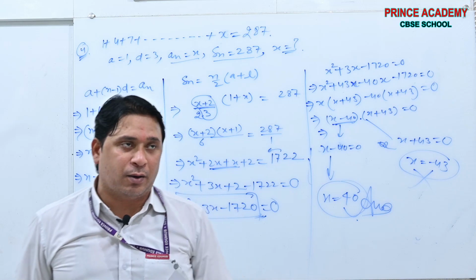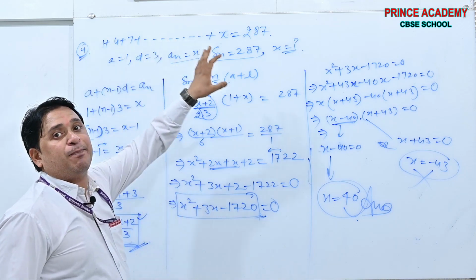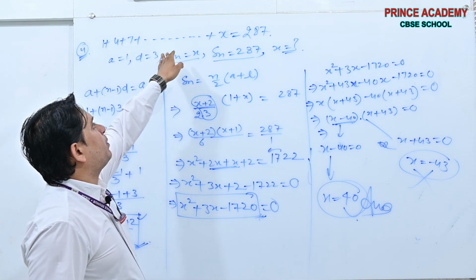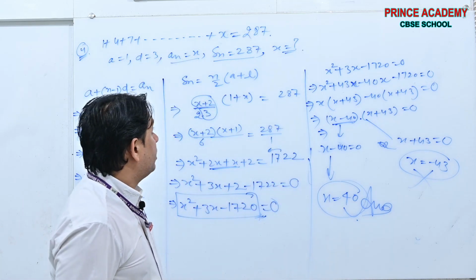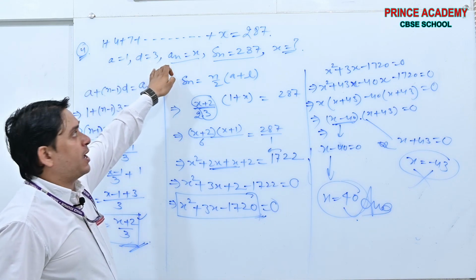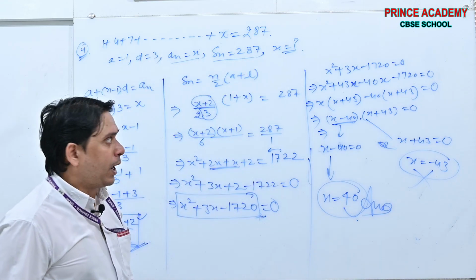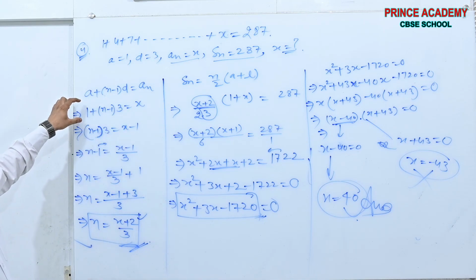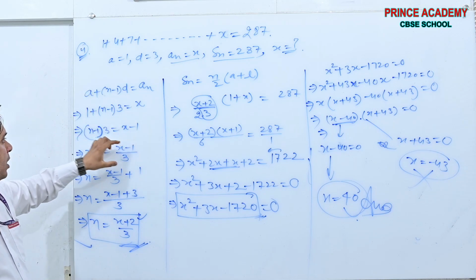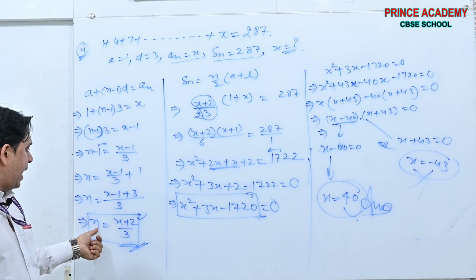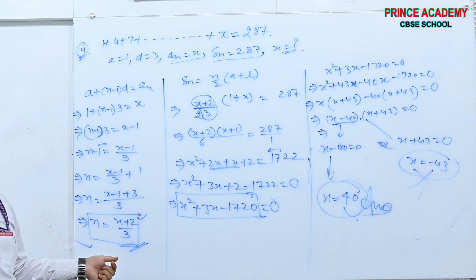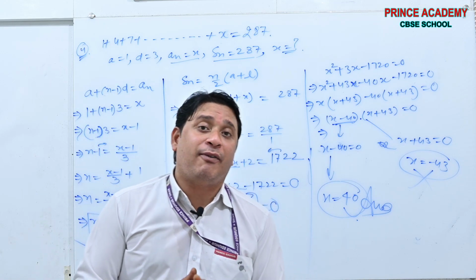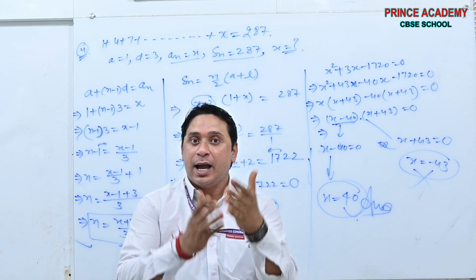If we observe, the series terms are forming an AP, 1, 4, 7 and so on. Then 1 plus 4 plus 7 up to x is 287. A is 1, D is 3, An is x, Sn is this. What we have to find? A plus n minus 1 D is An. 1 plus n minus 1 times 3 is x. If we solve it, we found n is equal to (x plus 2) by 3. Our motive was to find the value of n in terms of x, and we fulfilled it.